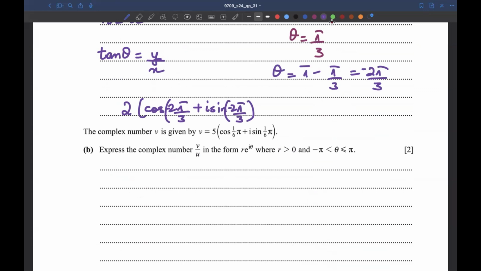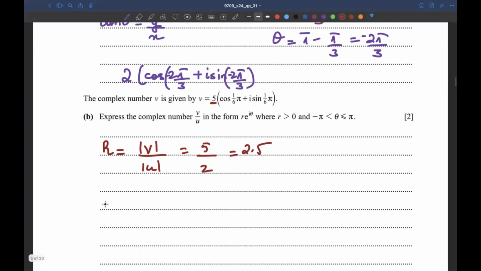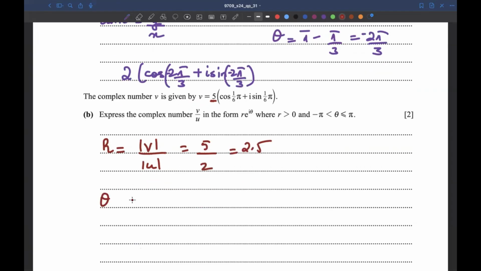Now whenever two complex numbers are divided, like in this case V upon U, the value of R will be equal to the magnitude of V divided by the magnitude of U. We already know that the magnitude of V is 5 and the magnitude of U was 2. So R will be equal to 2.5. And we get theta by subtracting the argument of U from the argument of V.